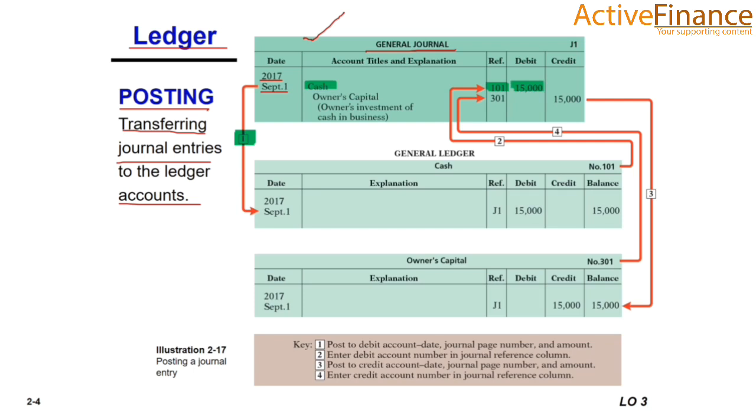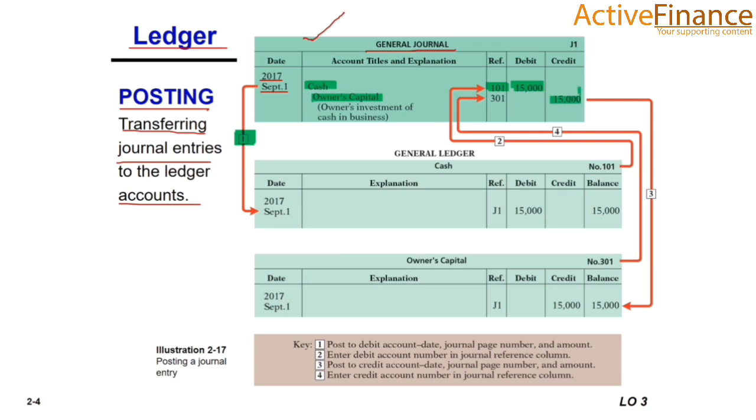And if the owner is investing in a company, we have learned that each transaction has effects on two or more accounts. So if the owner is investing in the company, it increases the owner's capital. If the owner's capital increases, as we learned, it is recorded on the credit side.